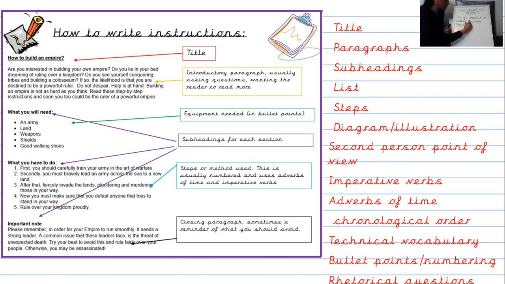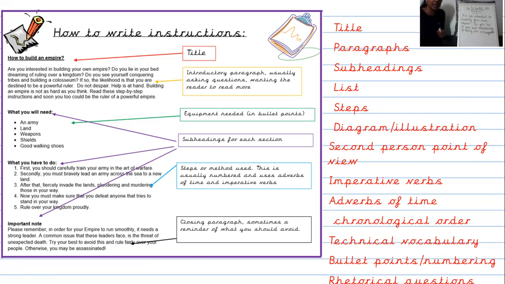And here, I'm going to make sure I've got a question mark, a rhetorical question. So I put my question mark here. So the next line is, do you lie in your bed dreaming of ruling over a kingdom? So capital D, do you lie in your bed dreaming of ruling over a kingdom? Okay, one thing to remember is when you're writing out the text map, to really make sure that you are following it carefully and you're really trying hard with your spelling. So make sure that you're doing those 2 things as well.